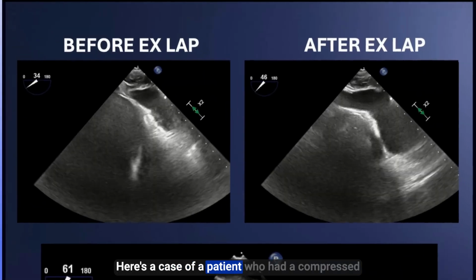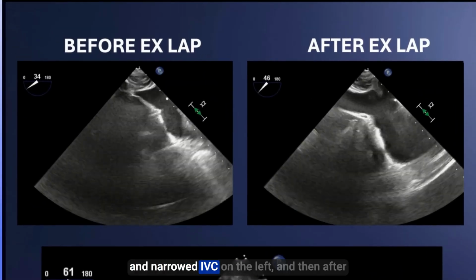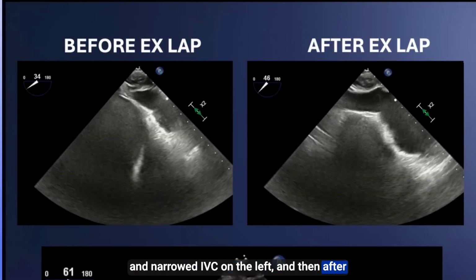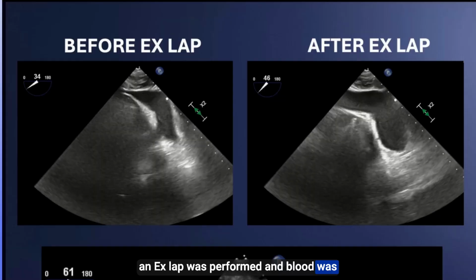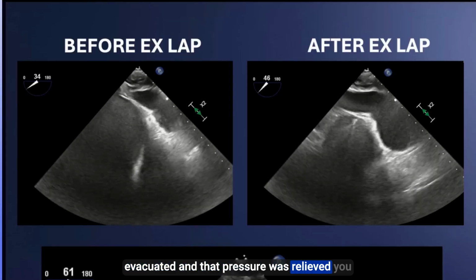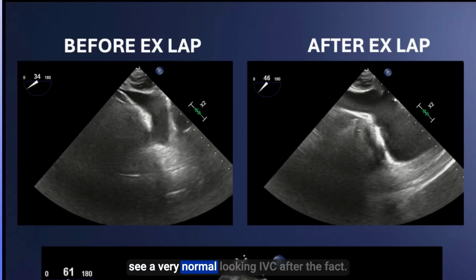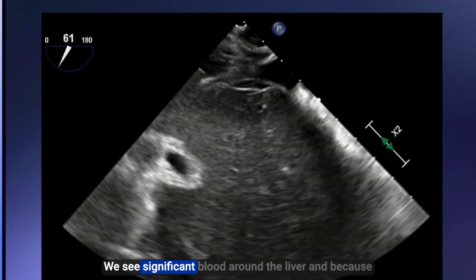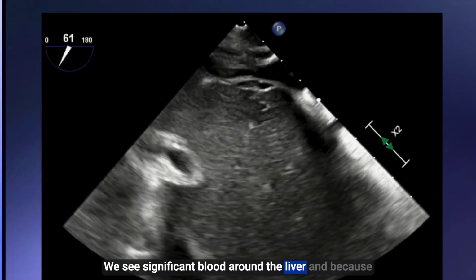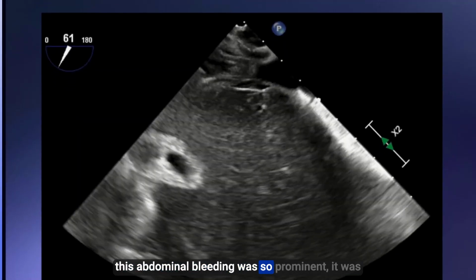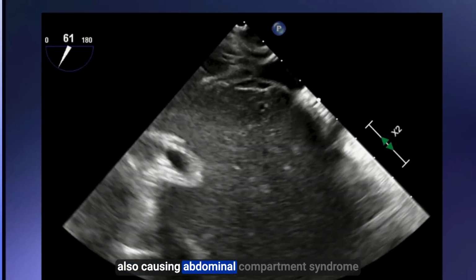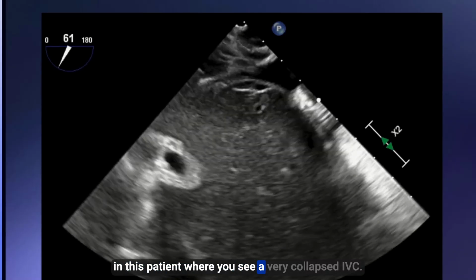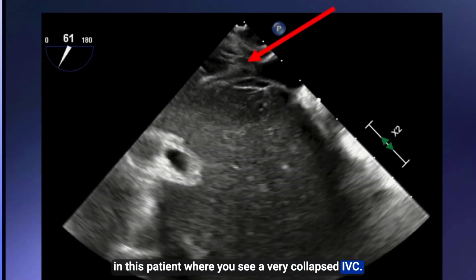Here's a case of a patient who had a compressed and narrowed IVC on the left, and then after an XLAP was performed and blood was evacuated and that pressure was relieved, you see a very normal looking IVC after the fact. Also, in another patient, we see significant blood around the liver, and because this abdominal bleeding was so prominent, it was also causing abdominal compartment syndrome in this patient where you see a very collapsed IVC.